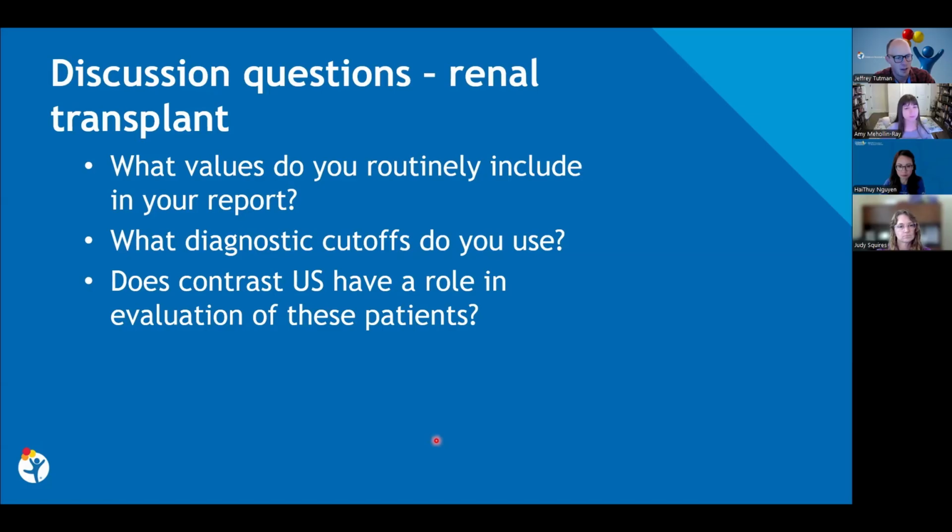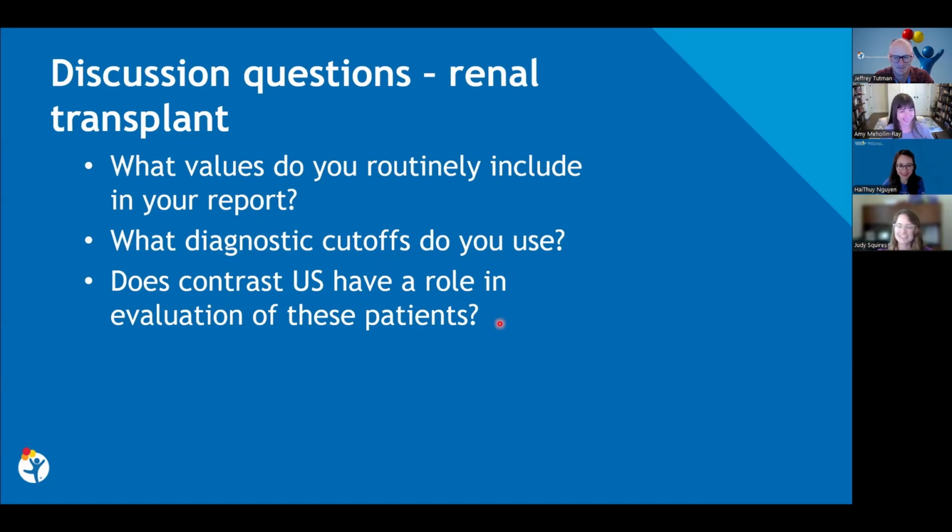And then as far as the contrast, I know we just briefly discussed that. Are you guys routinely using it, not just in transplant, but in other kind of problem-solving scenarios for renal pathology? We're not using it a whole lot for kidney stuff, but I'm curious if you guys are routinely using it for kidneys. We haven't, but I want to hear from Judy.